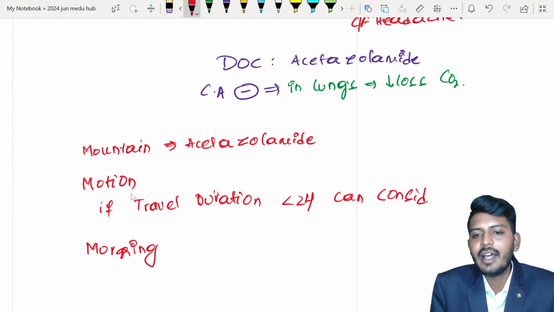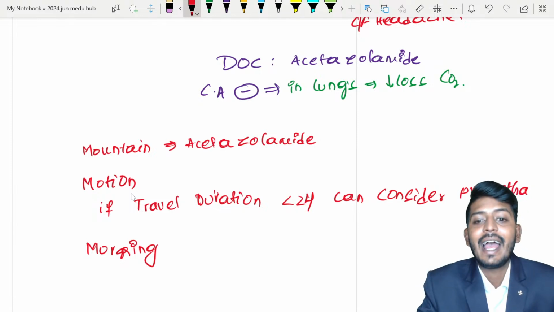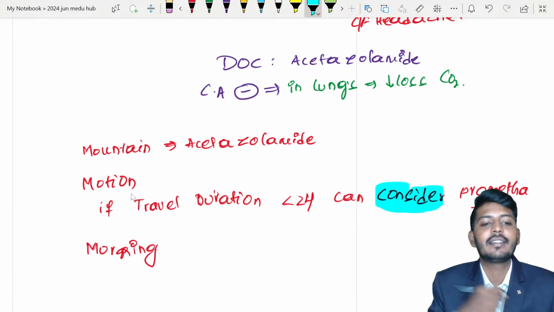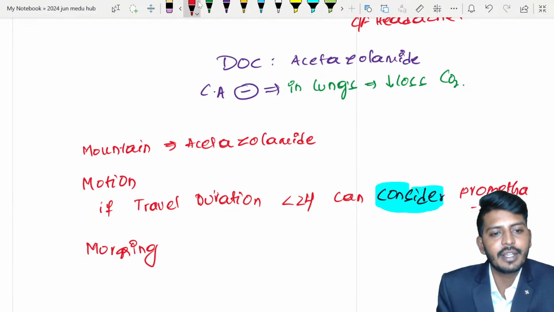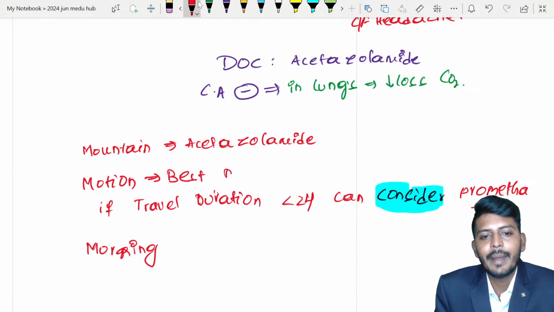promethazine. What is that? Promethazine is an antihistamine. सर क्या होता है? Antihistamine. Can consider. यहाँ पे ध्यान से दो, एग्जाम के बाद लड़ाई मत करना मेरे से. Can consider, but the best drug of choice, the best DOC, is scopolamine.